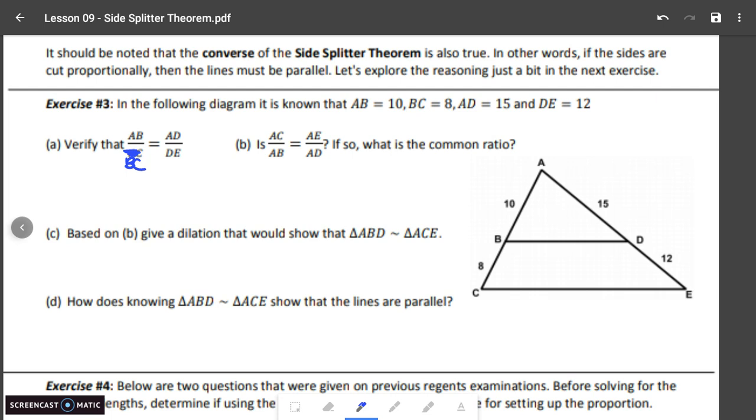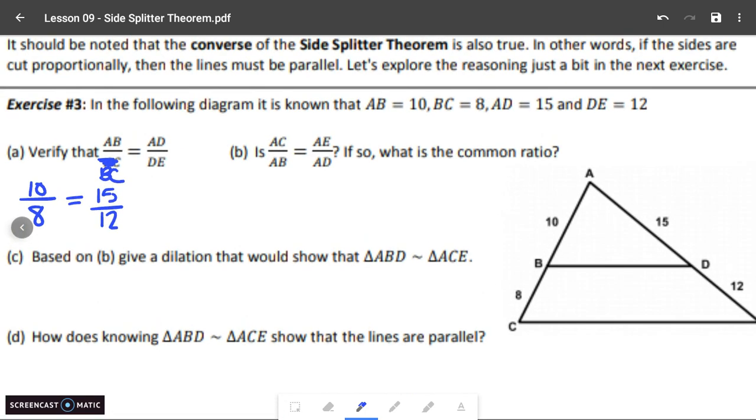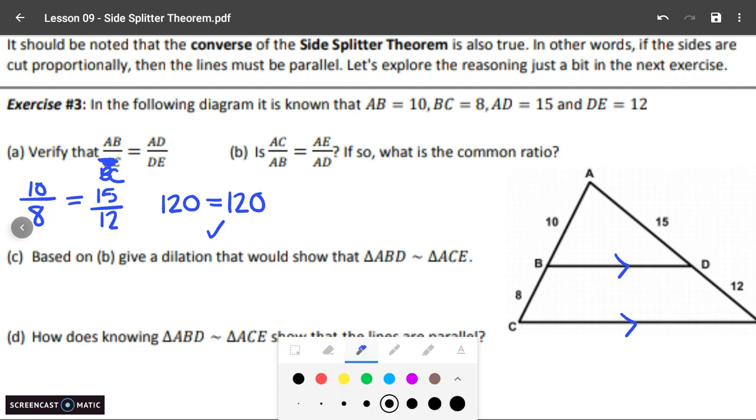So first, we're going to verify that our side splitter theorem does work. So we're going to take AB, which was 10, over BC, which is 8, equal to AD, which is 15, over DE, which is 12. When we cross multiply in this case, I am going to end up with 120 equal to 120. So that does check out so far. So we know that these sides have to be parallel. That's what we're getting out of this.